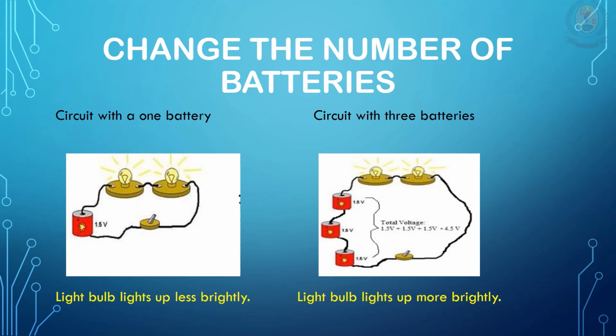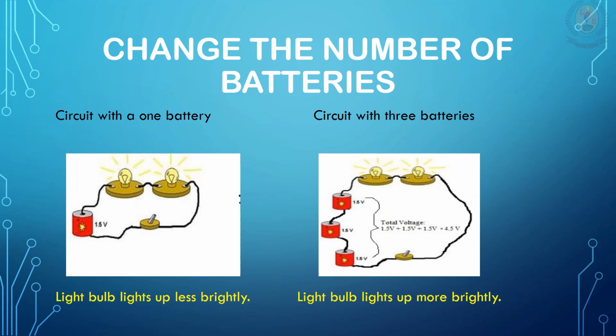Change the number of batteries. My dear children, look at the two pictures very carefully. In both circuits, we can see there are two light bulbs and there is a switch and a wire. But we can see there is one difference between both circuits. In the first circuit, it has only one battery. In the second circuit, it has three batteries.